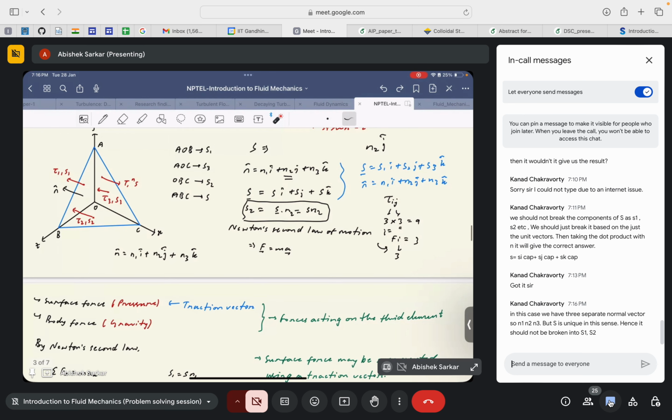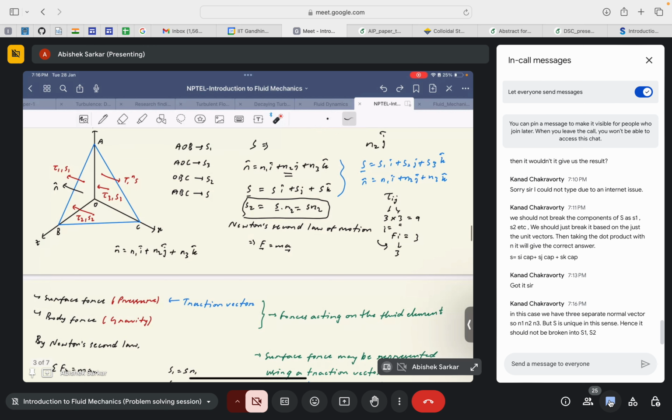Okay, so I think that's what I want to discuss. Kanad has written something more. In this case, we have three separate normal vectors, n1, n2, n3. But S is unique in this sense, hence it should not be broken into S1, S2. Okay, we are not breaking it, right? So we're not breaking it. Kanad, I think you can give your explanation, and thank you.